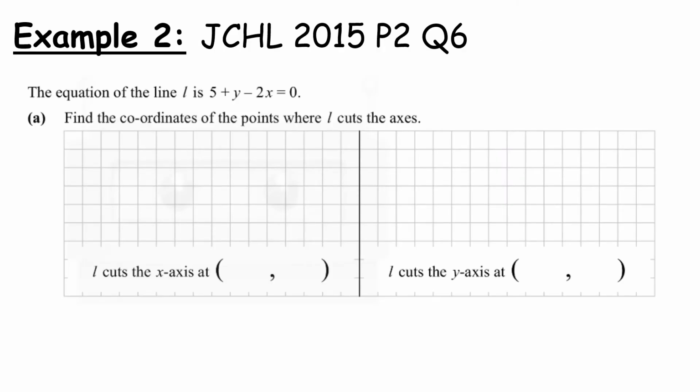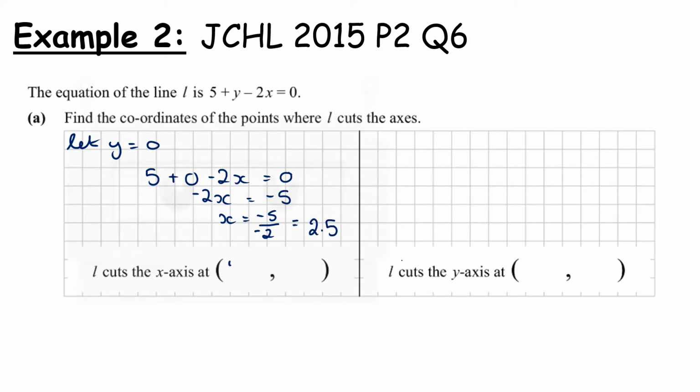So let's try an example. Given the equation 5 plus y minus 2x equals 0, find the coordinates of the points where L cuts the axes. So they are the x-axis and the y-axis. For the x-axis, we let y equal 0. So what we do is we do 5 plus 0 minus 2x equals 0. Subtract a 5 from both sides. Minus 2x is minus 5. So x is equal to minus 5 over 2. Minus 2, which simplifies down to 2.5. So we get 2.5, 0.